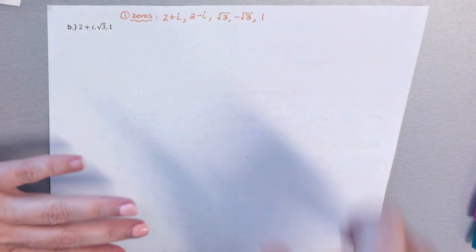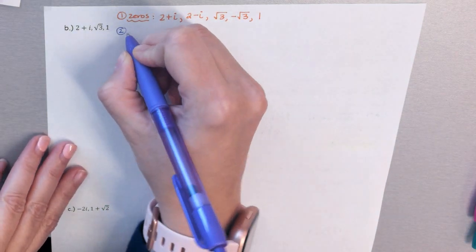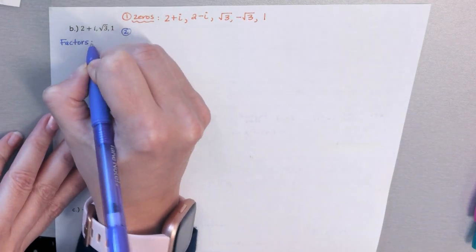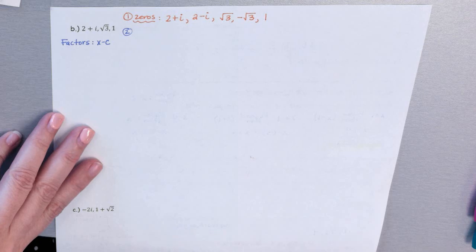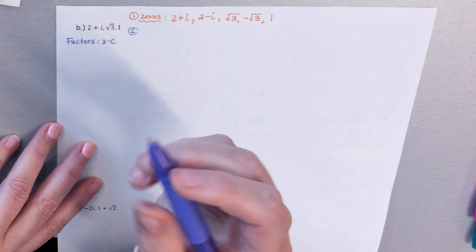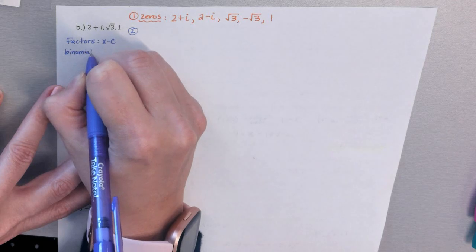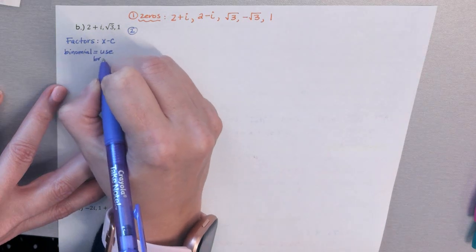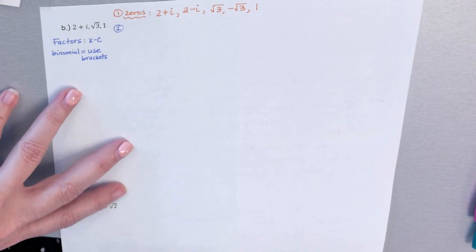Okay? Alright, so now for step 2, this is where you write out the factors. But there is something different about these factors than what we've seen in the past. So we know that the factor form is going to be x minus c, but this factor, this 2 plus i, how would we classify that if it were a polynomial? It'd be a binomial, yes. Okay, so it's a binomial, so anytime there's a binomial, we are going to use brackets. So binomials get brackets.